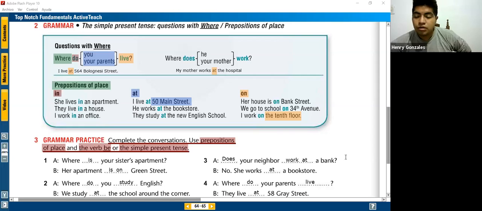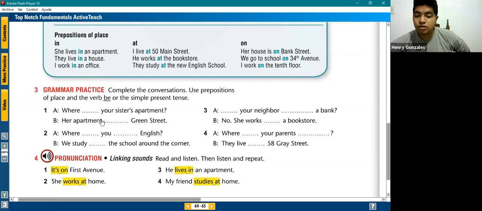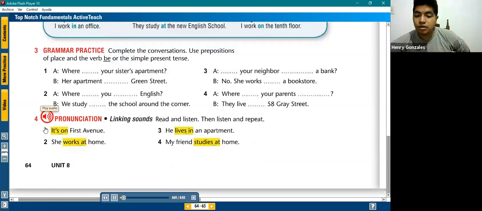That's good. And well, now let's continue with the next part. In the next part, the students, we have the following activity. What are we going to do? Well, this is the pronunciation, linking sounds. Listen, please, to the pronunciation. Page 64. Exercise 4. Pronunciation. Linking sounds. Read and listen.